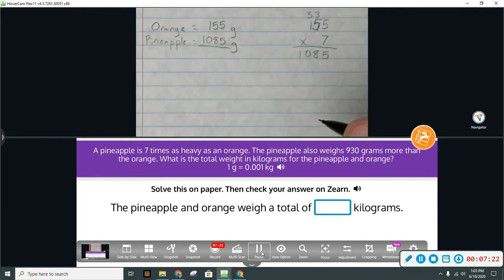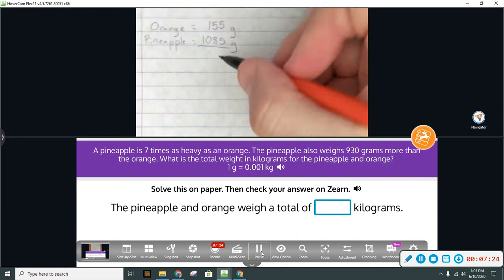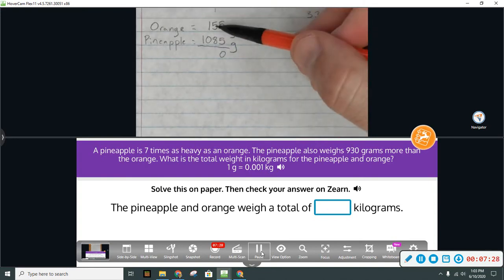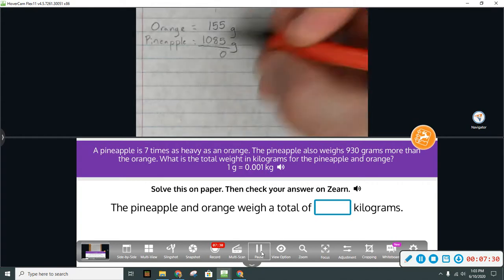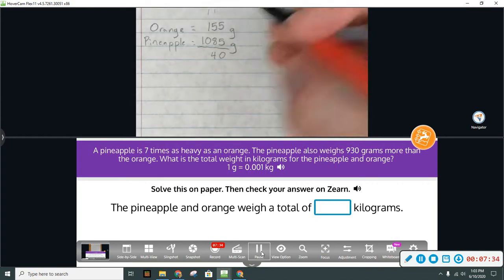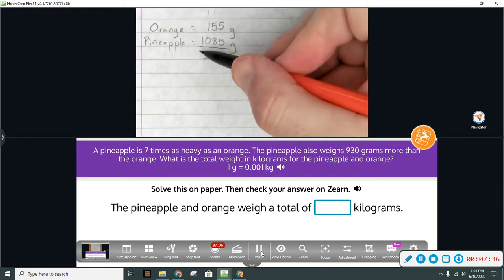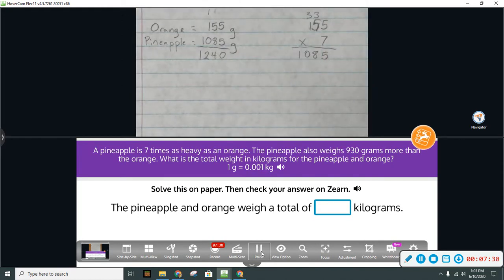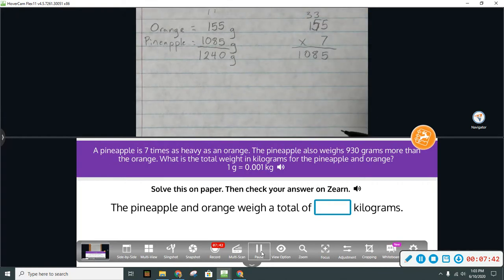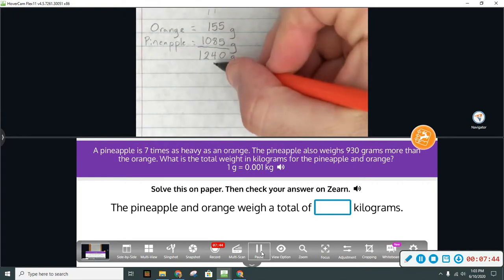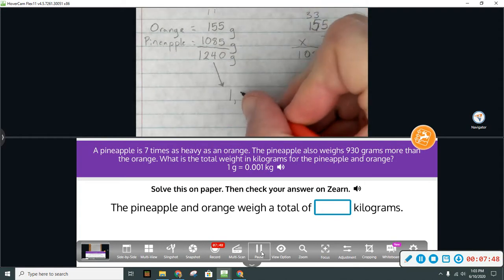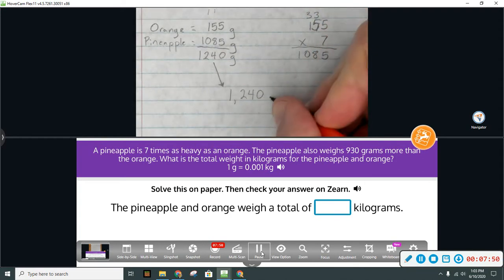Finally, I can put all of this together. 5 plus 5 is 10, carry the 1. 1 plus 5 is 6. 6 plus 8 is 14, carry the 1. 1 plus 1 is 2. And then nothing plus 1. So the weight is 1,240 grams, but we're not done! 1,240 grams.